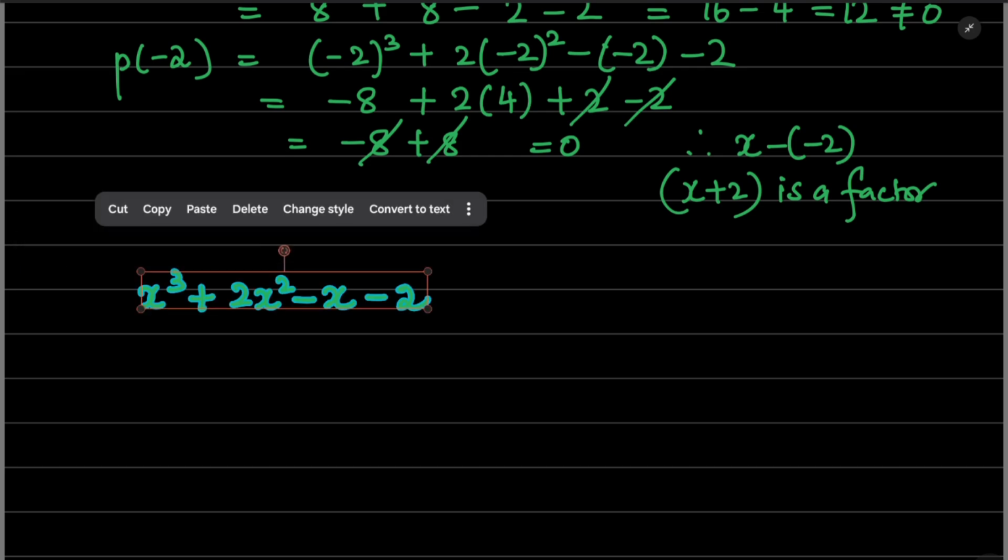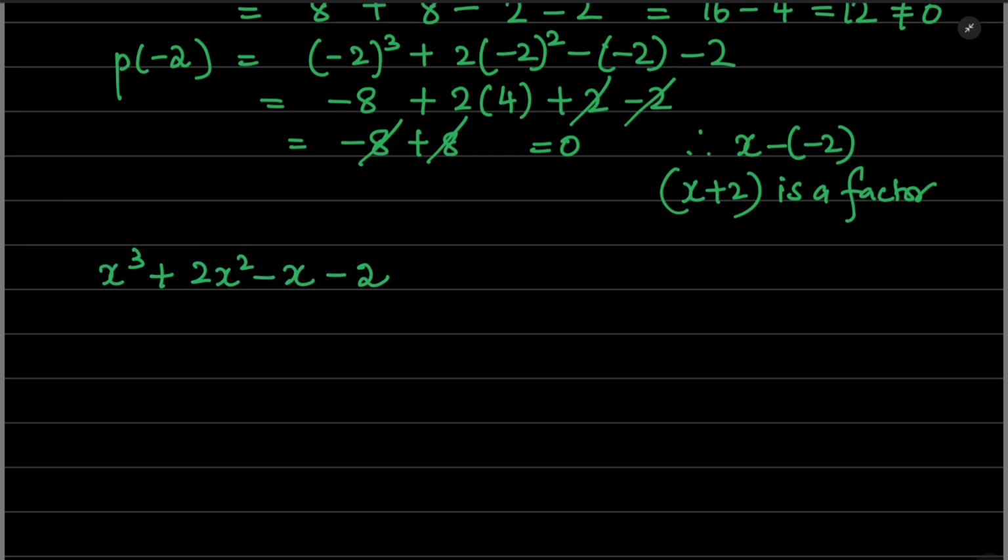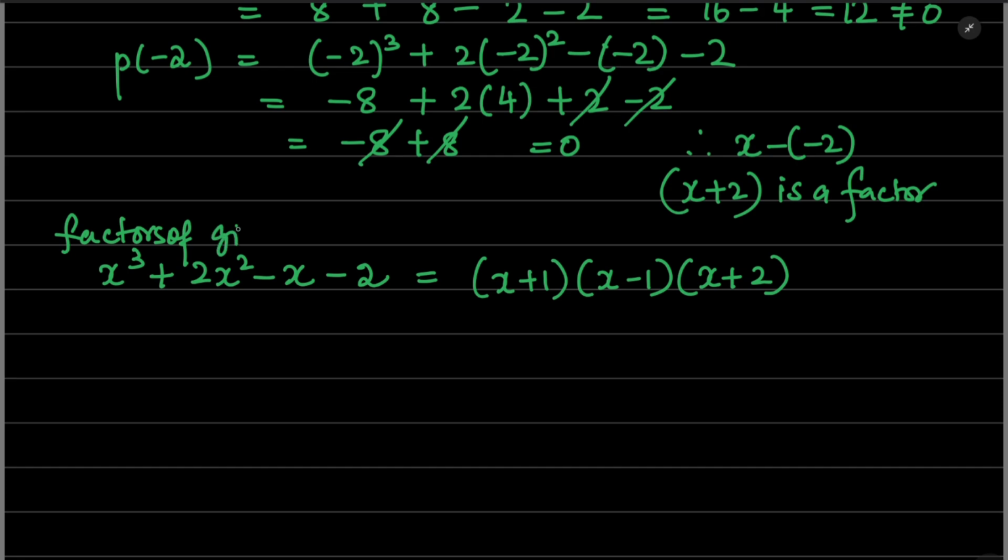Therefore, your given polynomial has been split up into a product of factors, namely x plus 1 into x minus 1 into x plus 2. So you have 3 factors here, right? The factors of the given p of x are x plus 1, x minus 1 and x plus 2. So there are 3 factors: 1, 2 and 3. So you have written it as a product of 3 factors. Understood? Let us do another question.